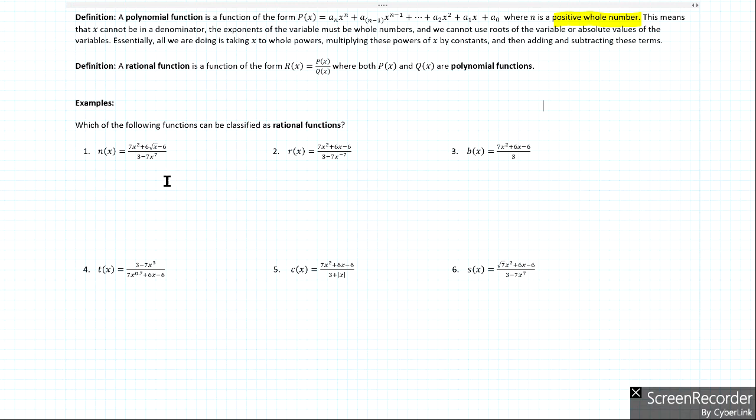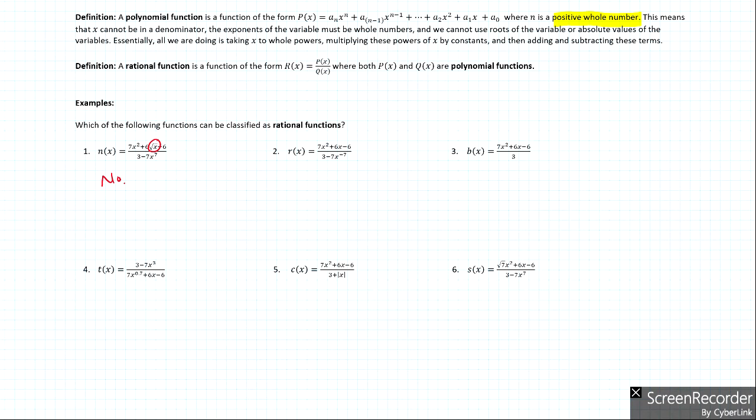So let's take a look at some examples. For number 1, we have n of x. Anytime you're looking at a function, we first want to decide whether there are any terms that don't follow the requirements for terms of a polynomial function. Right away I see that we have the square root of x. It's not going to be x to a whole number power. Because of this, this is not a rational function.